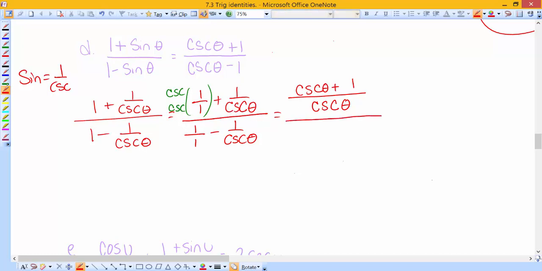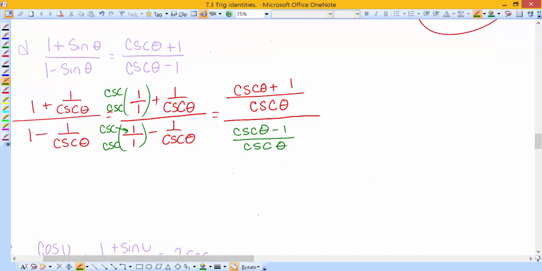So now let's apply the same thing to the denominator. I'm going to multiply by cosecant to the ones. This is cosecant minus 1 over cosecant. Sorry, you guys, I thought I changed my color. Now, this is a fraction divided by a fraction. I can now take the reciprocal of the denominator, so cosecant over cosecant minus 1.